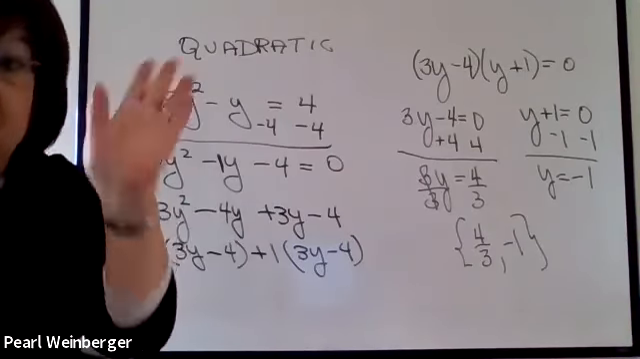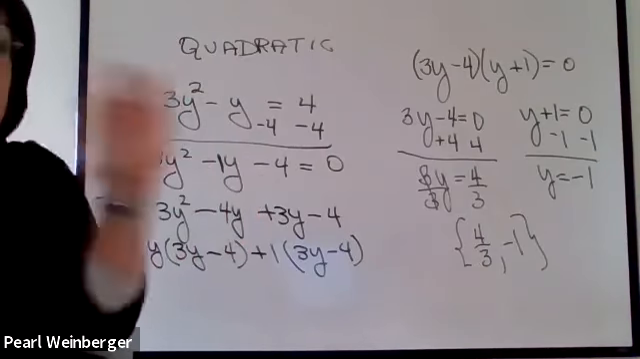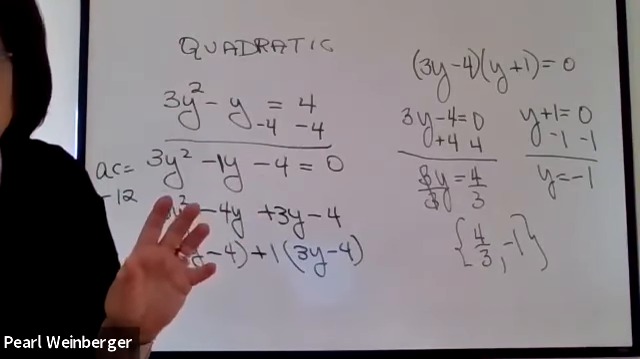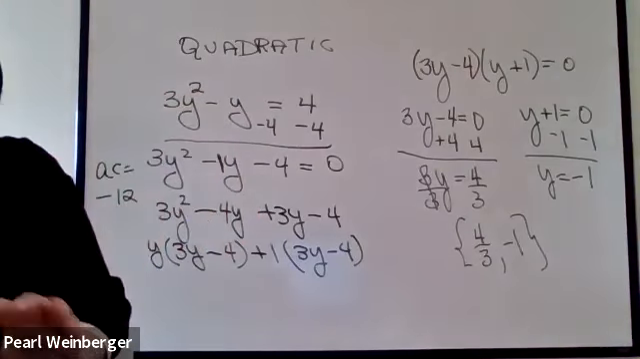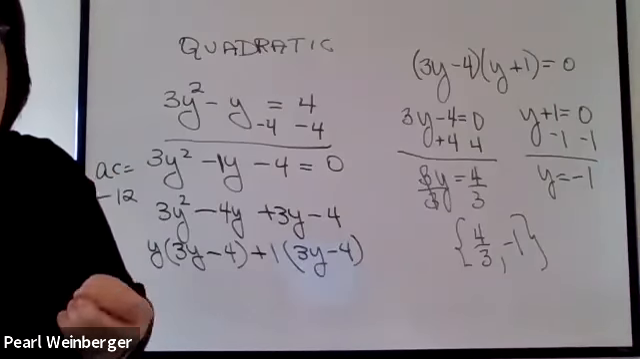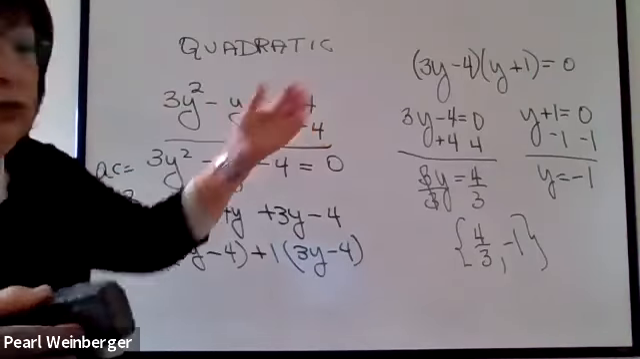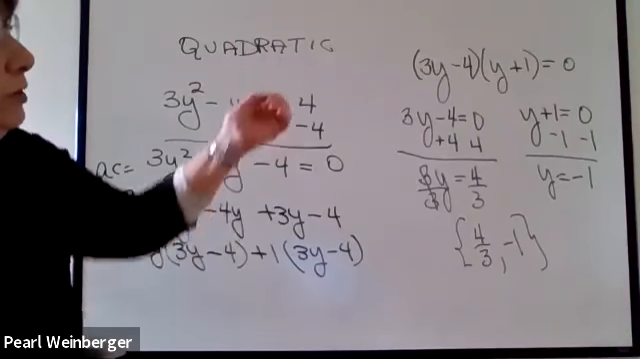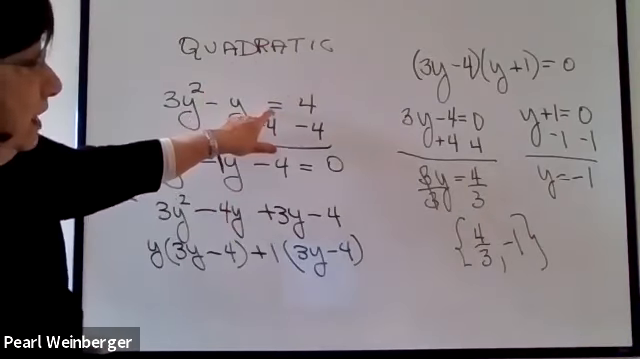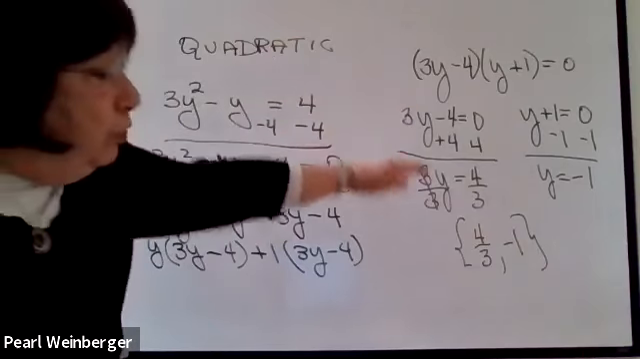Because if it says factor, there should be no equal sign in the whole example, and you should just break it up. But if it says solve for whatever, in this case it would be y, and you see it's an equation because it has an equal sign, you have to go all the way to the end.